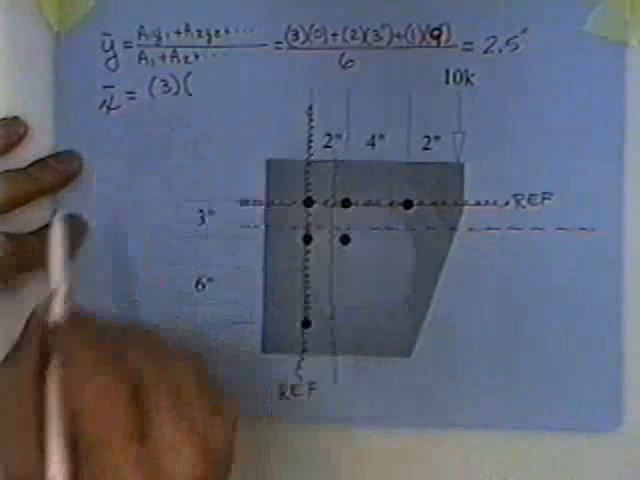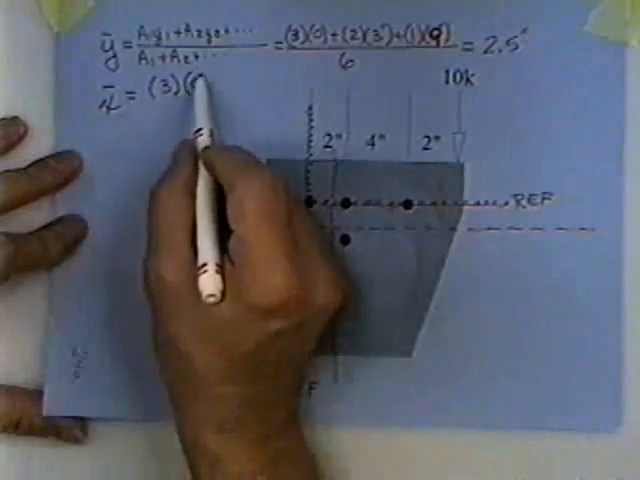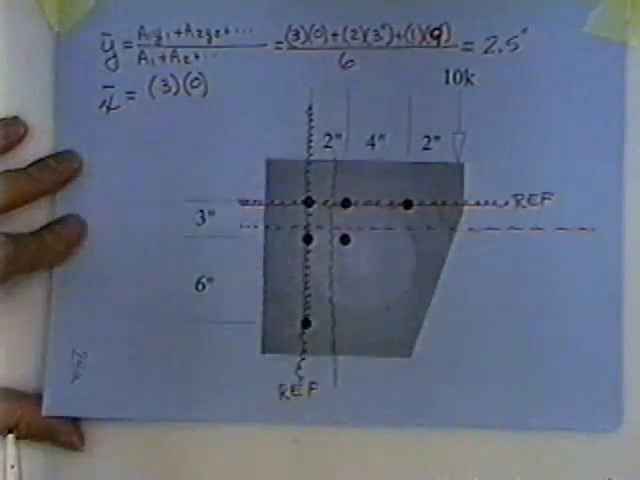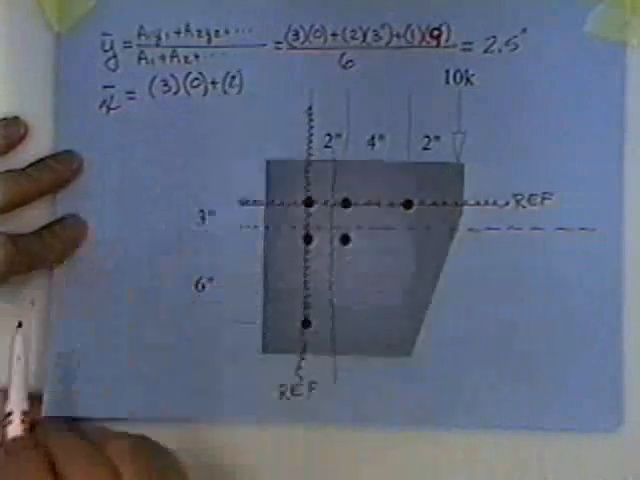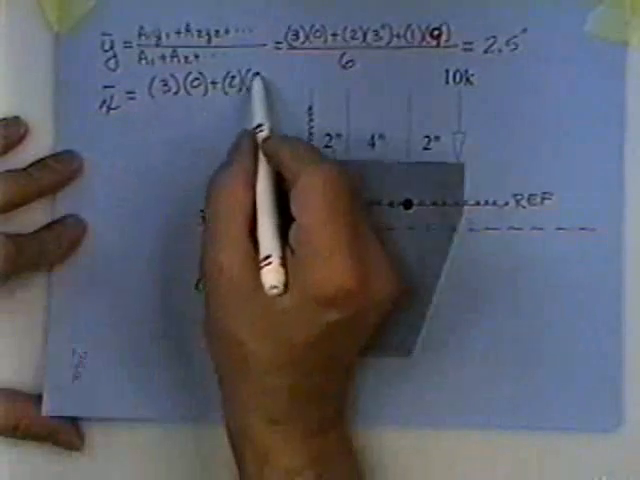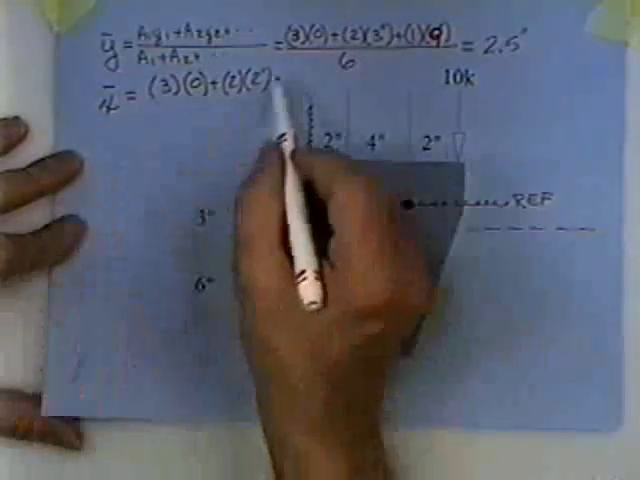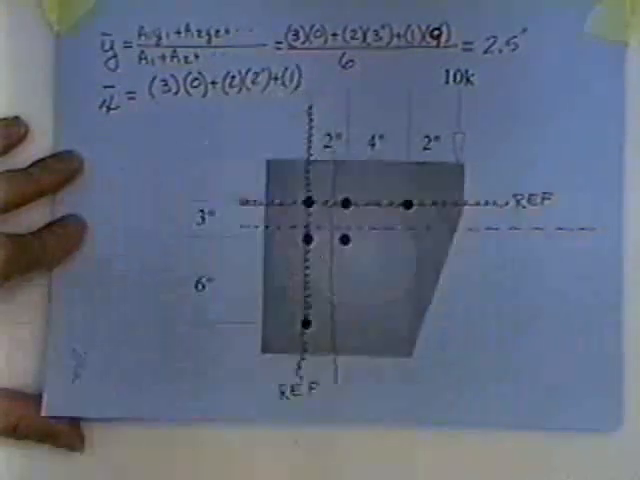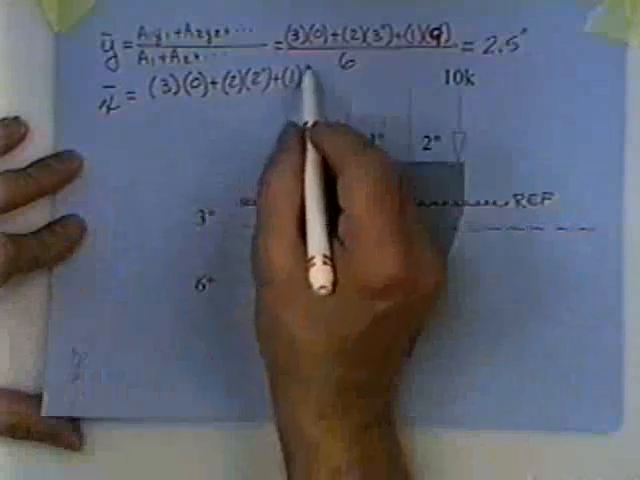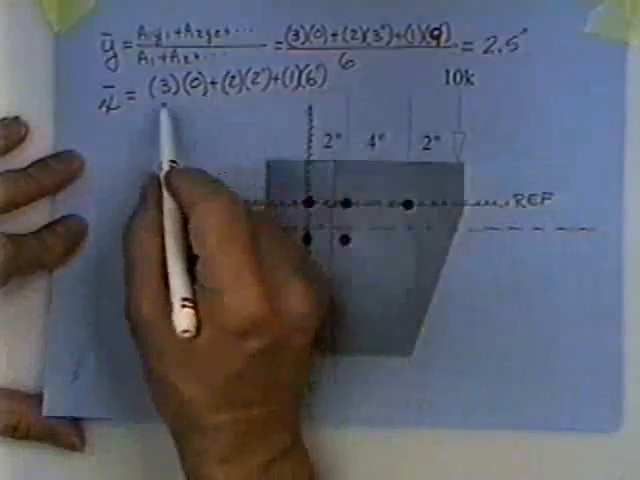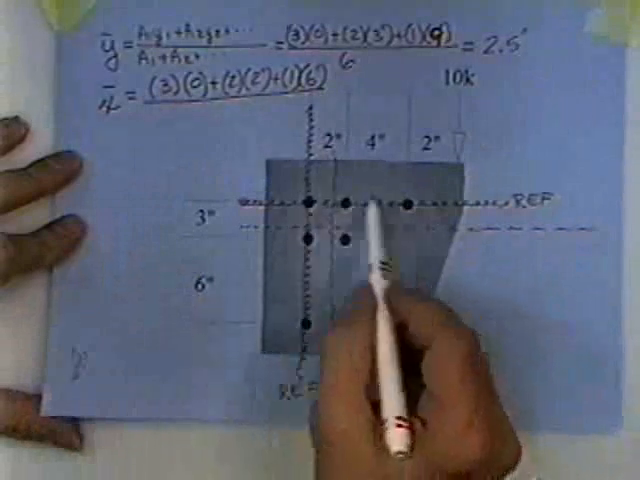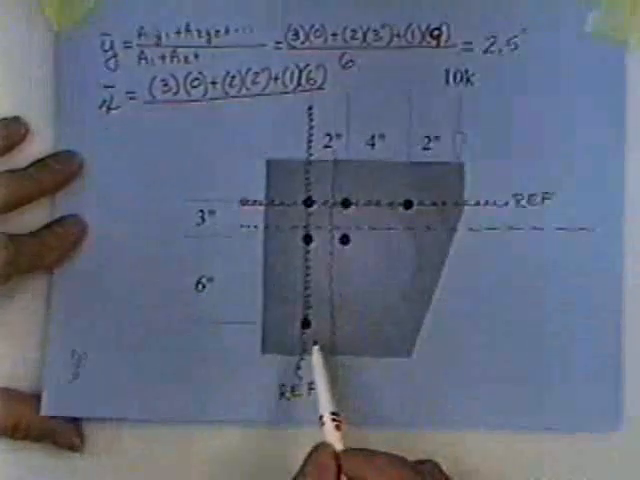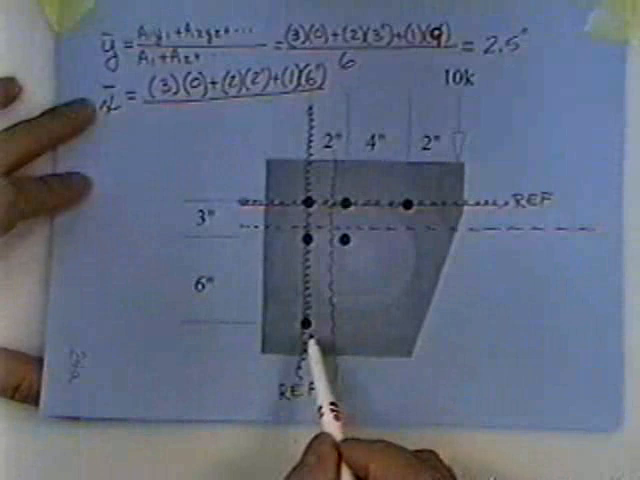I got 3 bolts right on the neutral axis. Plus, I've got 2 bolts 2 inches off the neutral axis. Plus, I got 1 bolt 6 inches off the neutral axis. 9 inches. Now, going this way is 6.